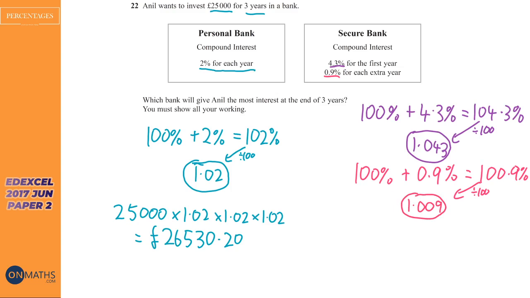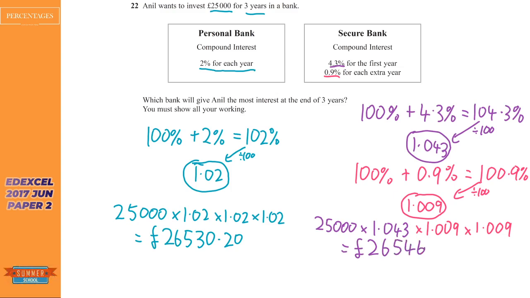So what I'm going to do is I'm going to do the same as I did on the other one. Start off with the 25,000. Times it by the purple one first, because that's for the first year, and the other multiplier takes over for each extra year, which will be 2. So we've got it in there for 3 years. So get the calculator out. 25,000 times 1.043 times 1.009 times 1.009. I could have done 1.009 squared instead. And that gives me the answer of 26,546.46208.